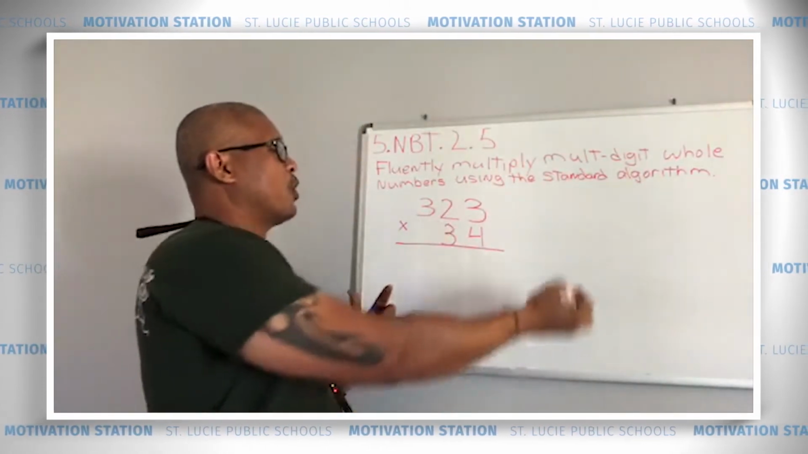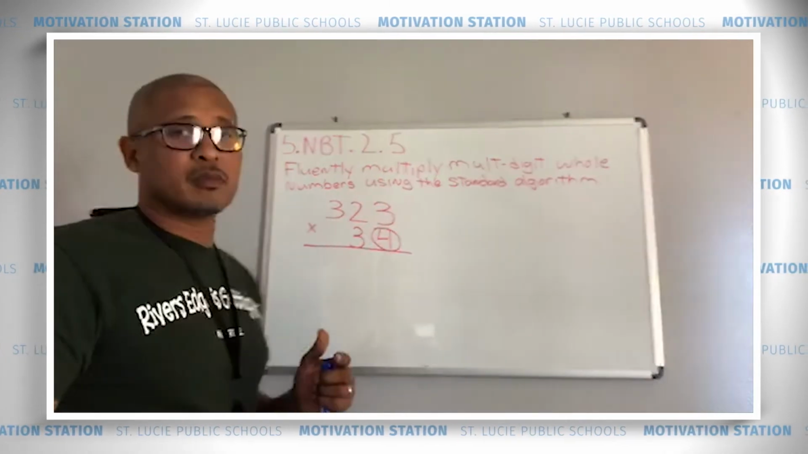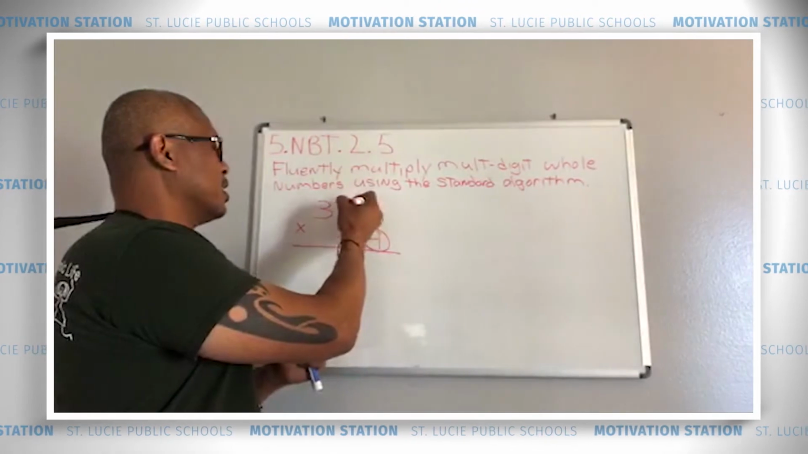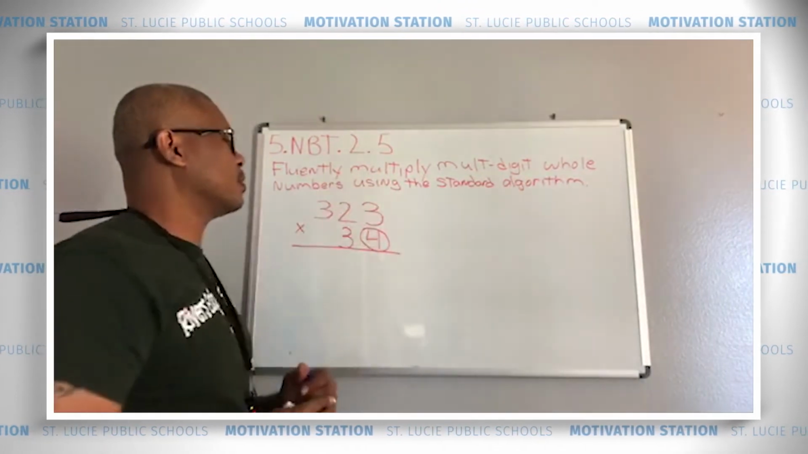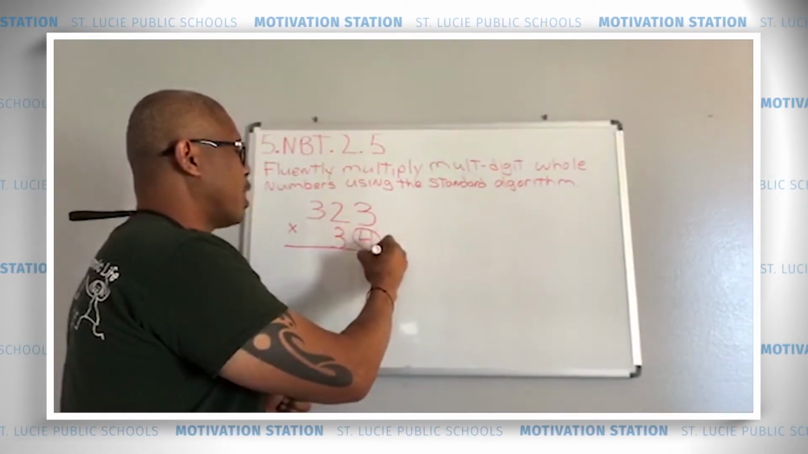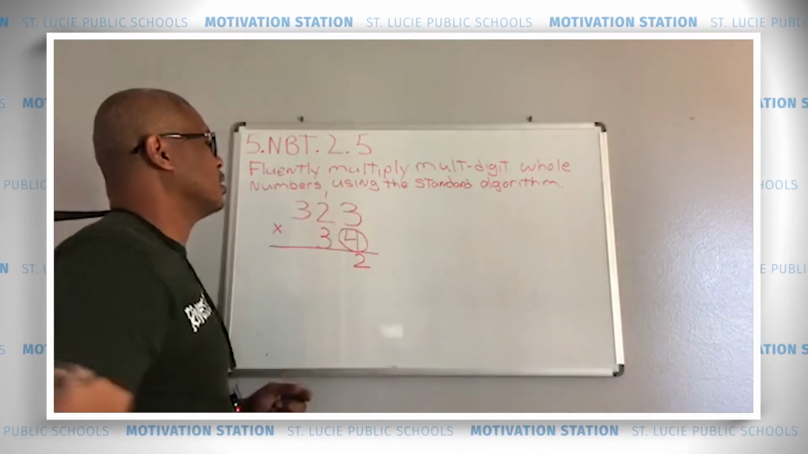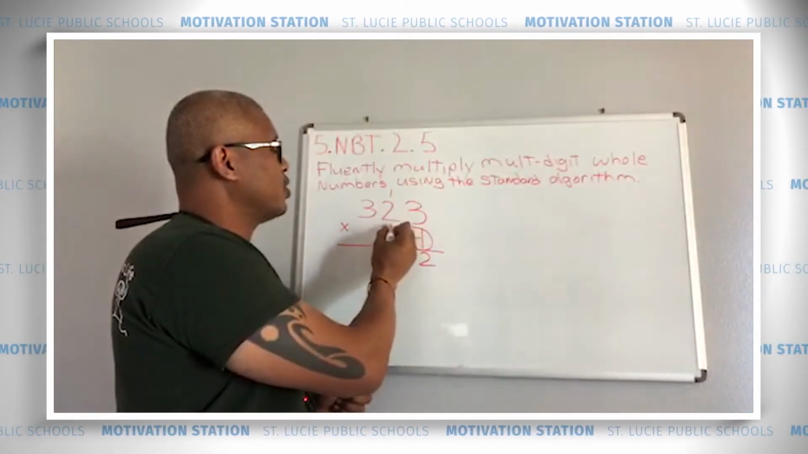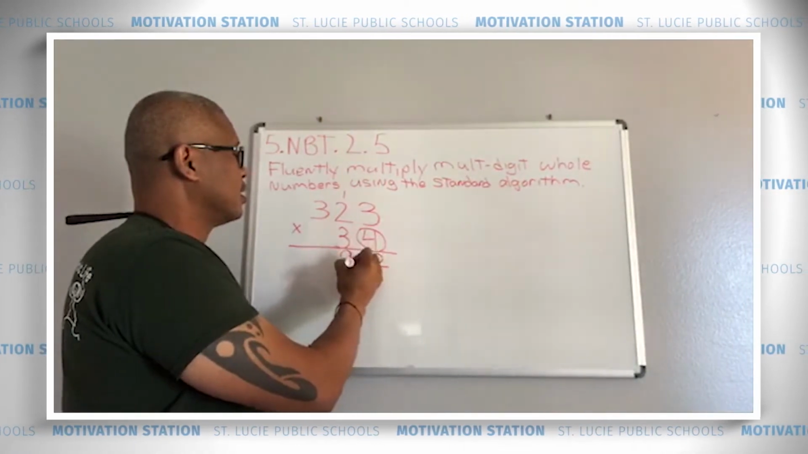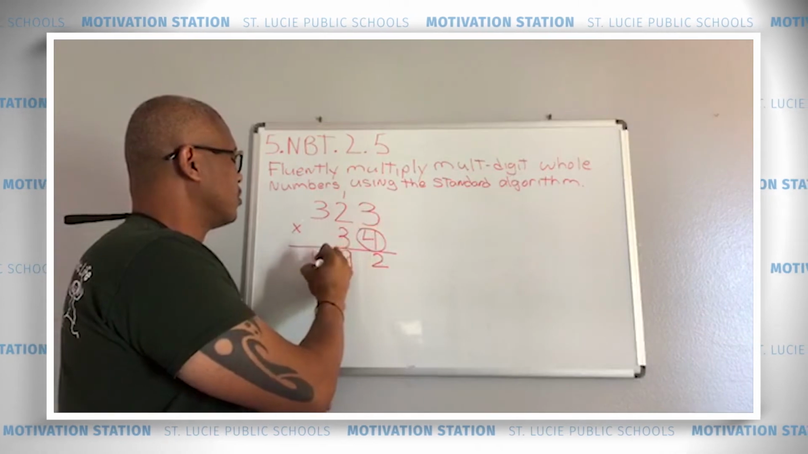So if we're going to multiply this fluently, let's say by 34, I know that I'm going to multiply my ones place first. I'm going to circle it. I'm going to multiply the 4 that's in my ones place by every digit, which means I'm going to multiply 3 times 4, which is going to give me 12. Drop the 2, regroup my 1. Multiply 2 times 4, which is 8, which gives me 9. 3 times 4 gives me 12.